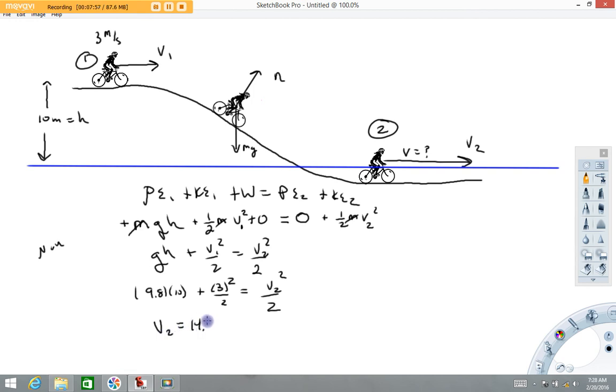That's probably a little fast for a bike maybe, but again, this is just an example. I'm sure she'll survive. So it looks like the speed at the bottom is about 14.3 meters per second. I think this is a reasonable example of how to apply the work energy theorem. You've got to take into account potential and kinetic energies at both locations. I hope this video helps. Have a great day.